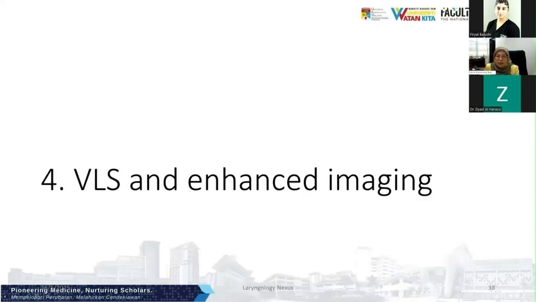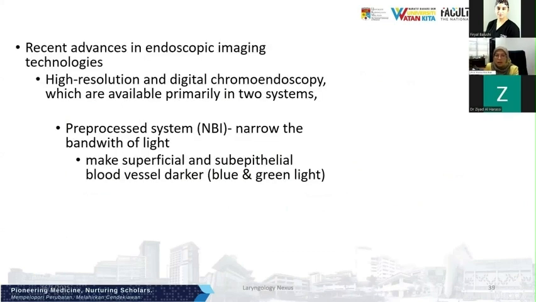So what is enhanced laryngeal imaging? We talked about stroboscopy. Now we deep dive into enhanced laryngeal imaging, which is now available in different names. Enhanced laryngeal imaging is advances in endoscopic imaging technologies where it provides high resolution and digital chromoendoscopy. The main aim is to detect early lesion, which probably cannot be seen with white light, and more importantly is to examine the vascular pattern of lesion on the vocal fold.